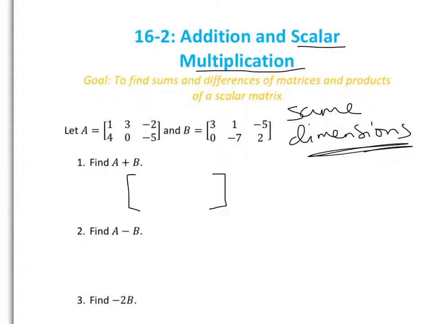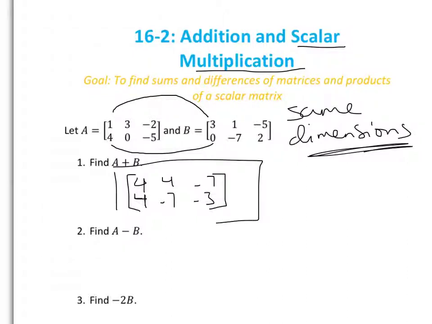The way you do this is you just add the corresponding parts. Top left and top left, 1 plus 3 is 4. Bottom left and bottom left, 4 plus 0, 4. And so on and so forth. When you continue adding, we've got 4, negative 7, negative 7, negative 3. That would be the answer for A plus B.